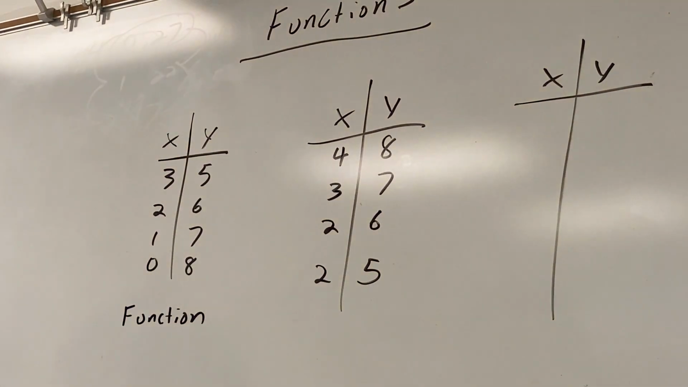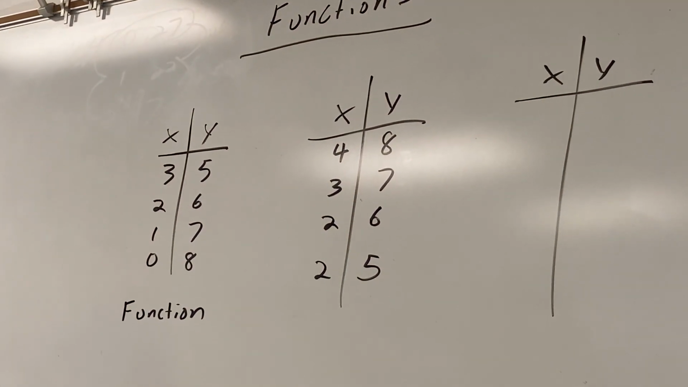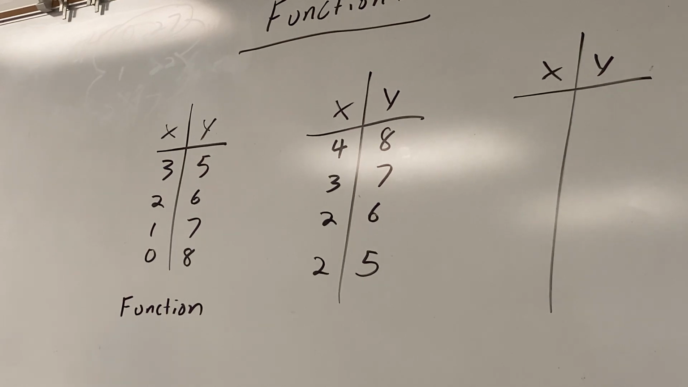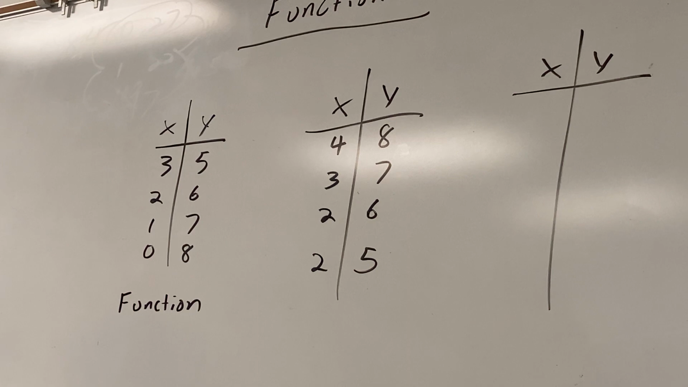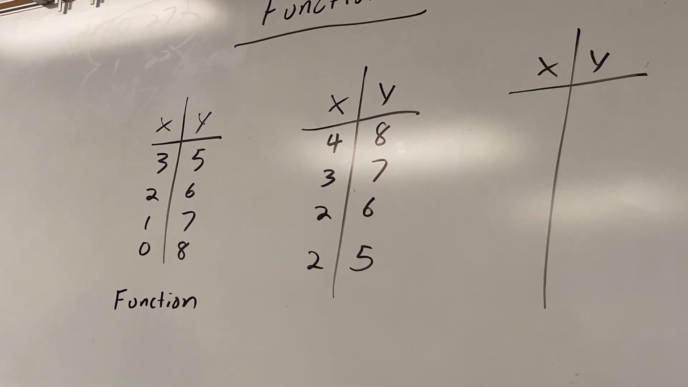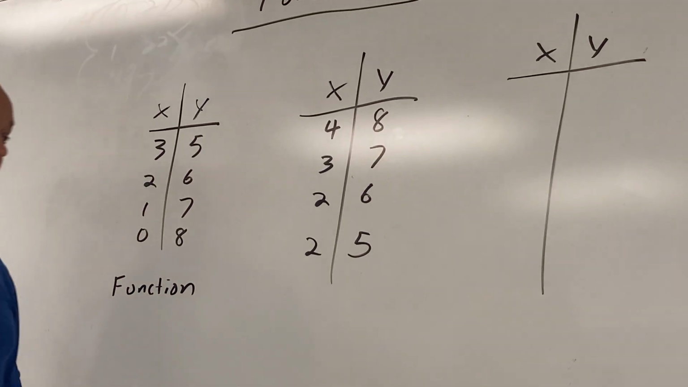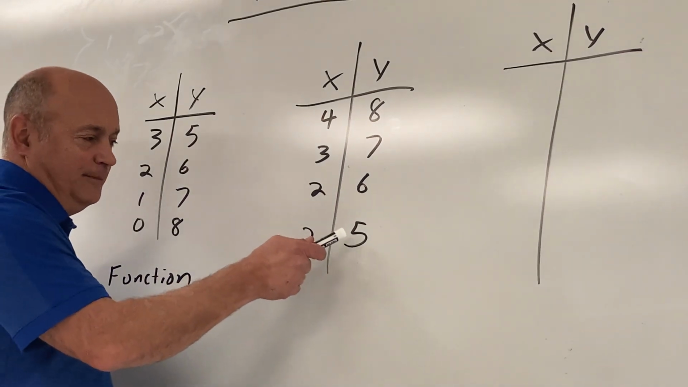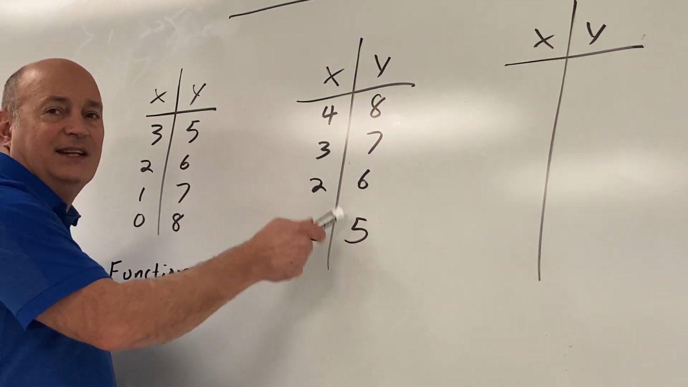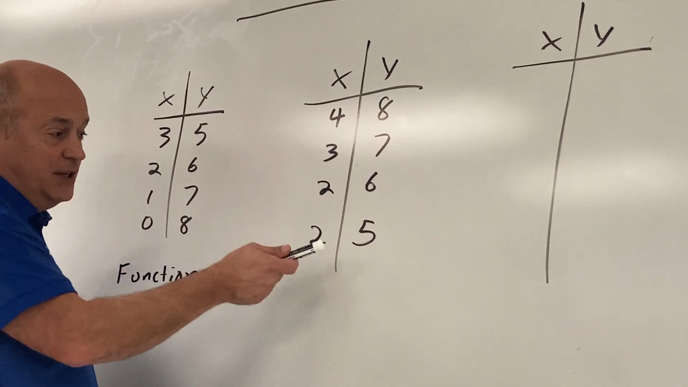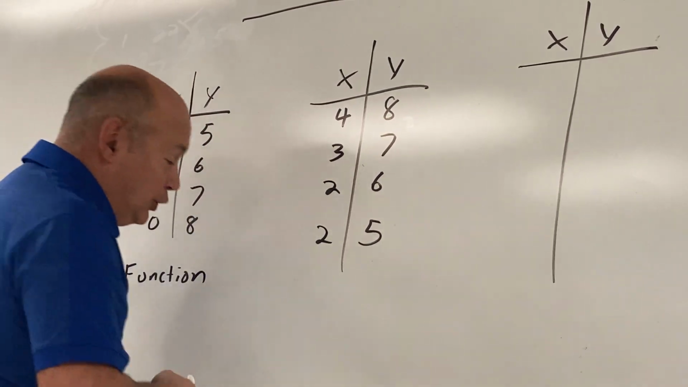Take a look at this second set of data. Who's girl number 4's boyfriend? 8. Who's girl number 3's boyfriend? 7. Who's girl number 2's boyfriend? 6. Who's girl number 2's second boyfriend? 5. Do you agree that girl number 2 has 2 different boyfriends? Yeah. That is a violation of the law of functions. Is this a function? No. Nope.